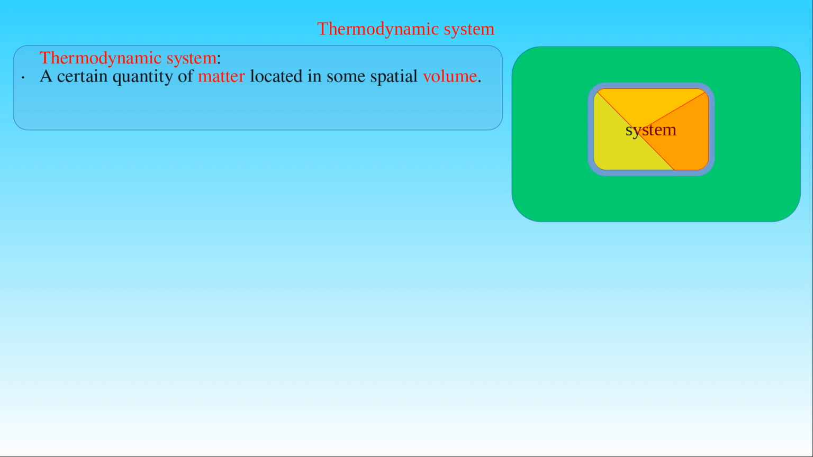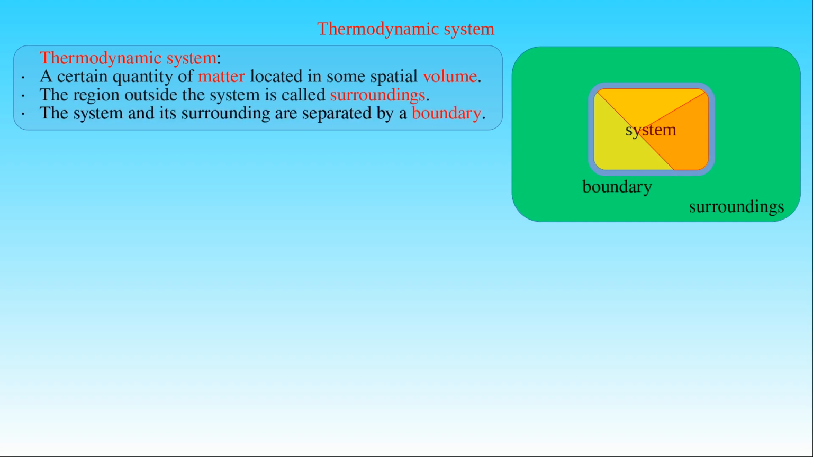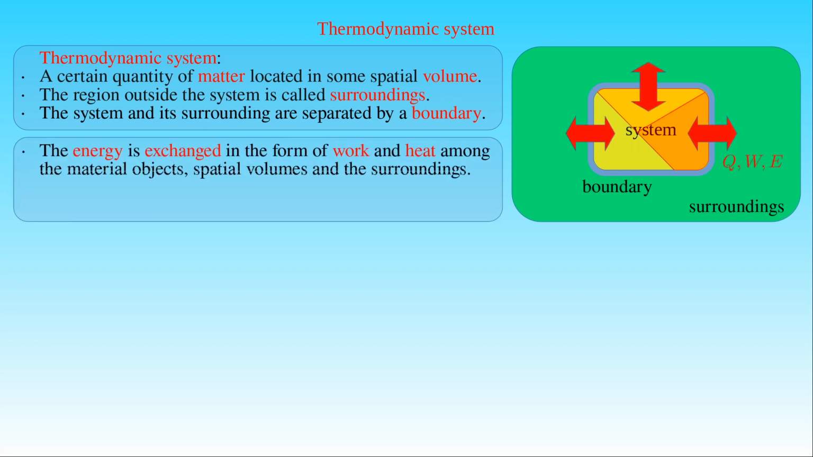The basic ideas appearing in these historical remarks can help us to introduce the modern concept of thermodynamic system and describe its fundamental properties. A certain quantity of matter located in some spatial volume is considered as a thermodynamic system, where the region outside the system is called surroundings. The system and the surroundings are separated by a boundary. In thermodynamics, we study the exchange of heat, work and other forms of energy among the material objects and spatial volumes within the system, and between the system and its surroundings.